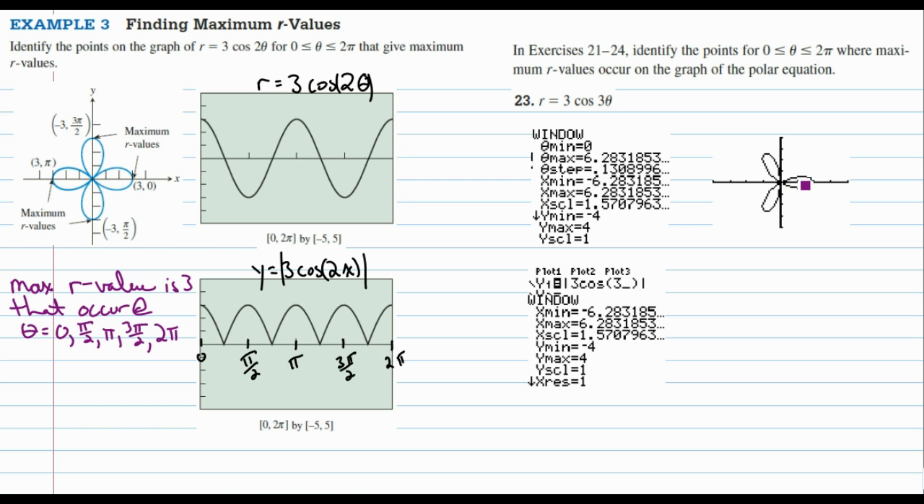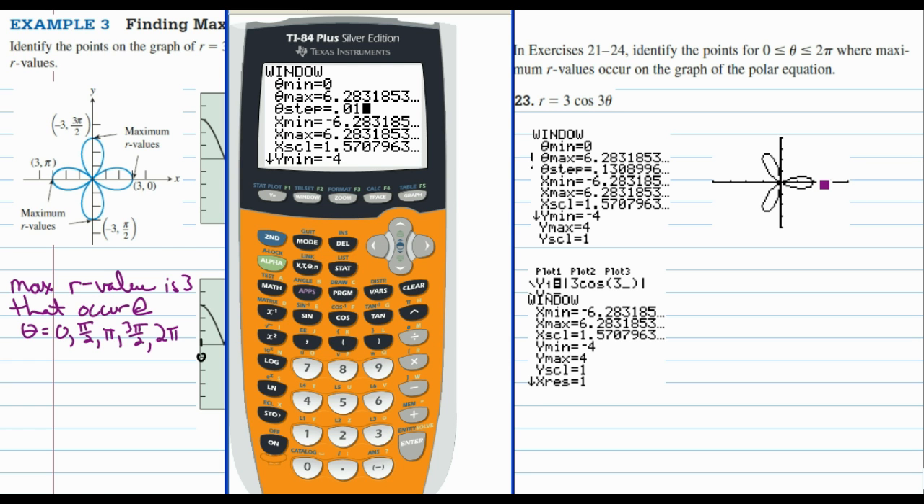Now, try problem number 23 also gives us that visual. It looks like our maximums are going to occur at 0, maybe 2 pi over 3, 4 pi over 3, and then again at 2 pi. So I'm going to graph the polar function, and I'm going to use the theta min as 0 and the theta max as 2 pi, and I'm actually going to use my theta step as 0.01. And I'm going to see if that's in fact true, if there are 3 times around between 0 and 2 pi that my R value reaches that maximum.